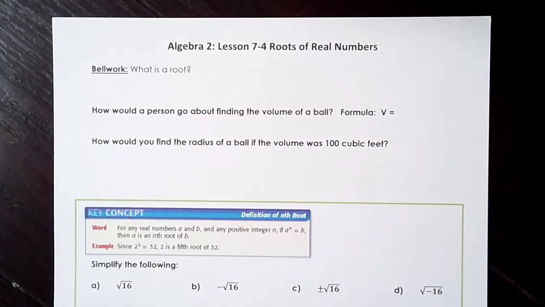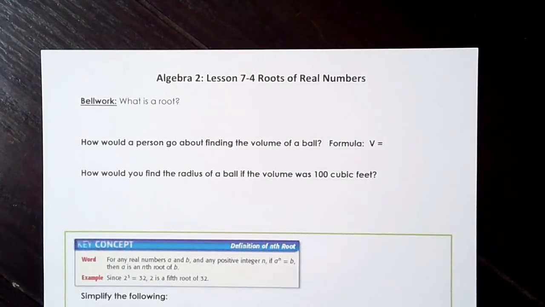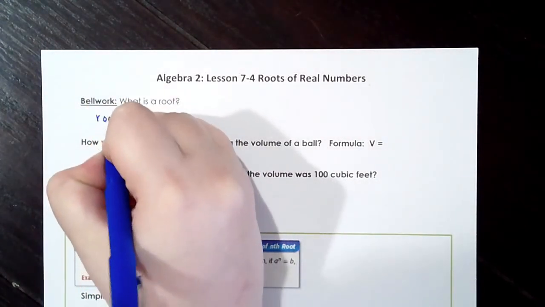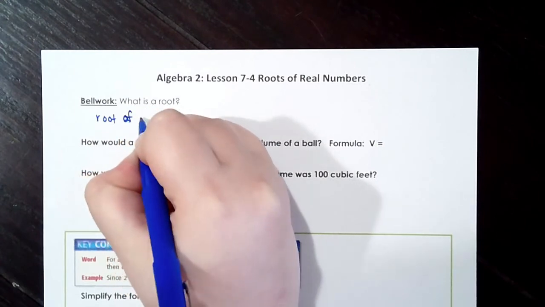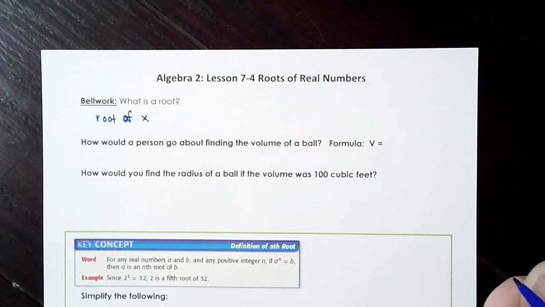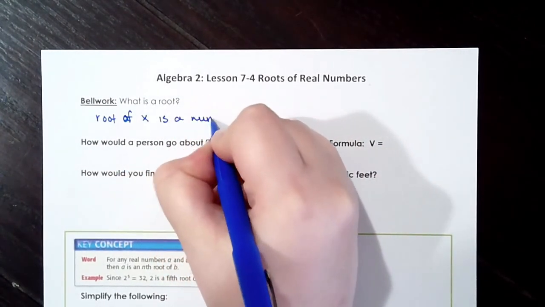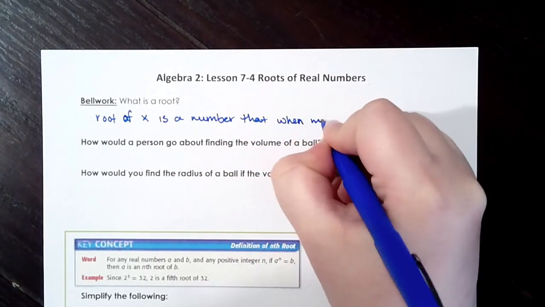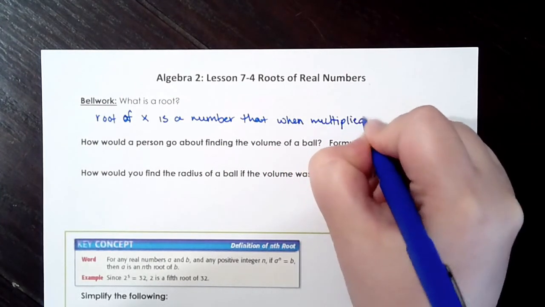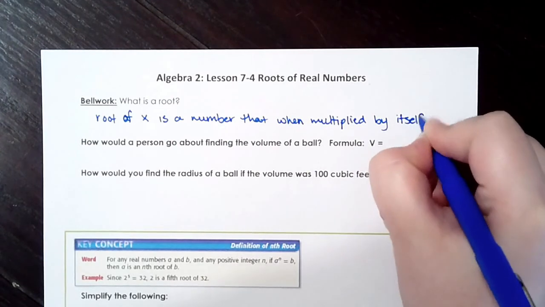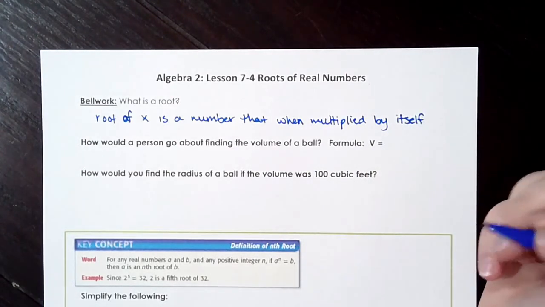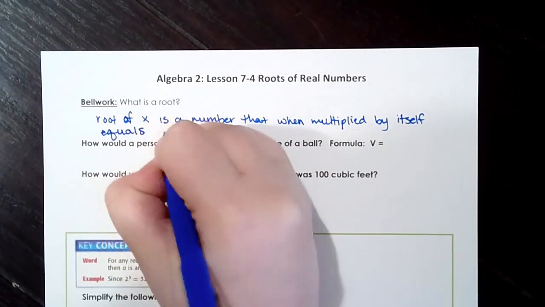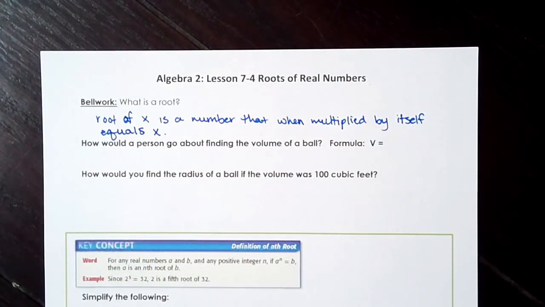Well, you probably each have your own conceptualization of what a root is, but if you're looking for a legitimate definition, essentially it is this: a root of x is a number that, when multiplied by itself a certain number of times, we don't necessarily know, the square root would be 2 times, the cube root would be 3 times, yada yada, equals x. So I'm not going to write all that extra stuff down, but it's good to know.